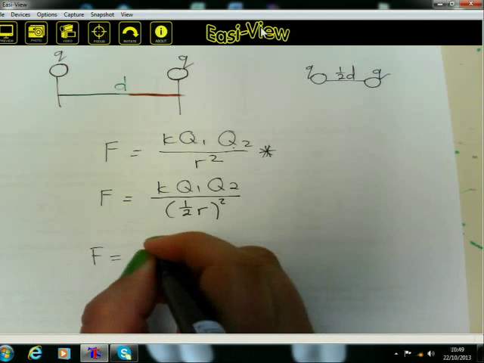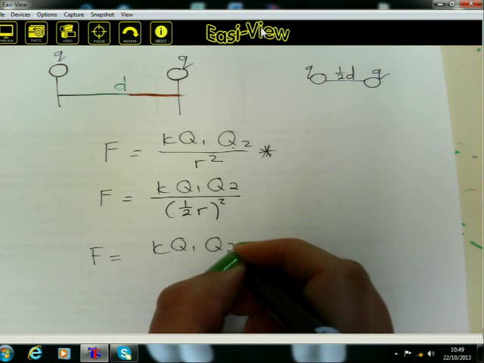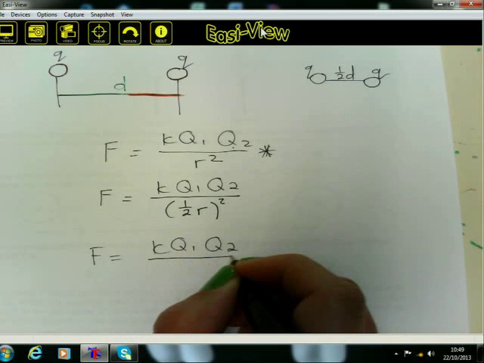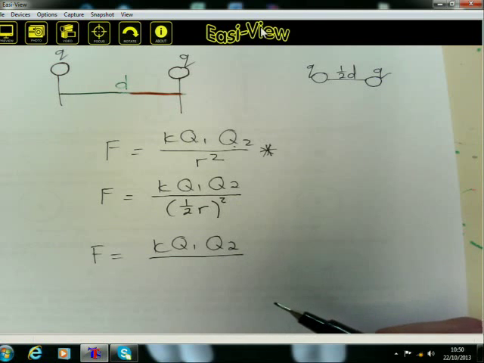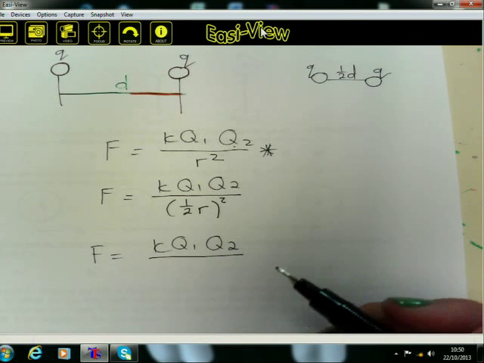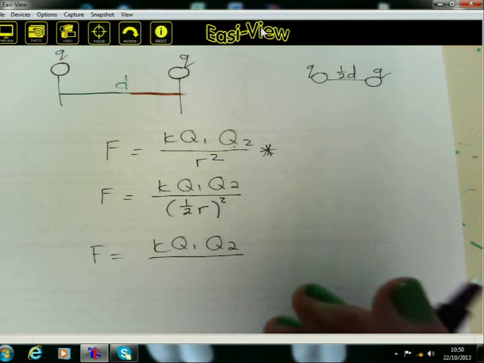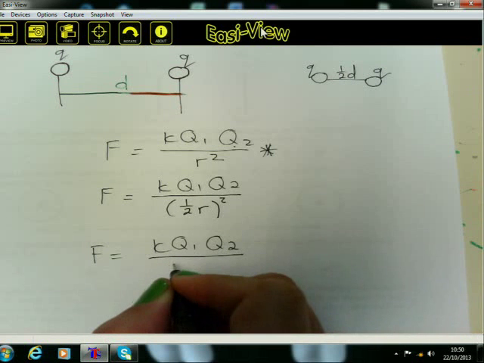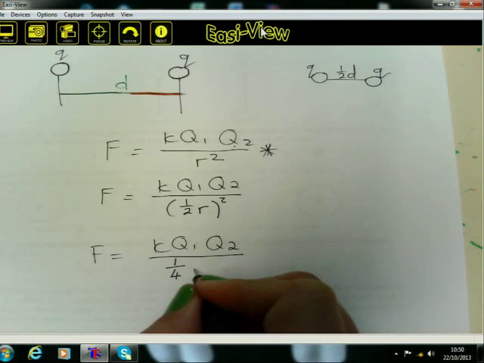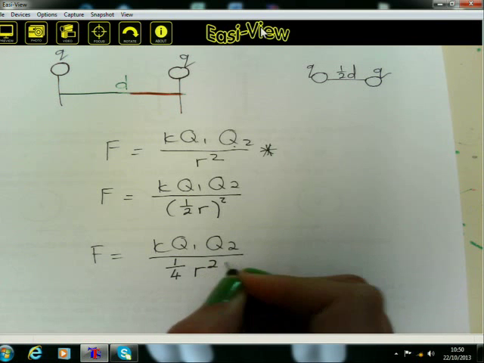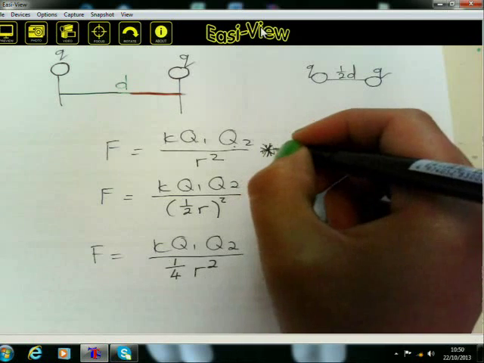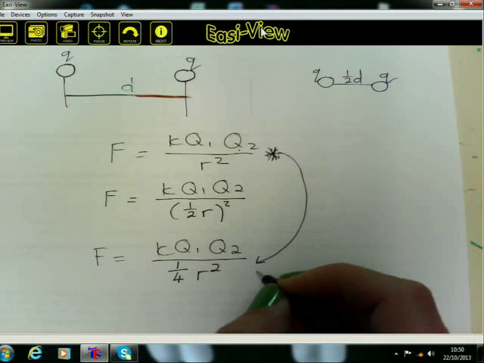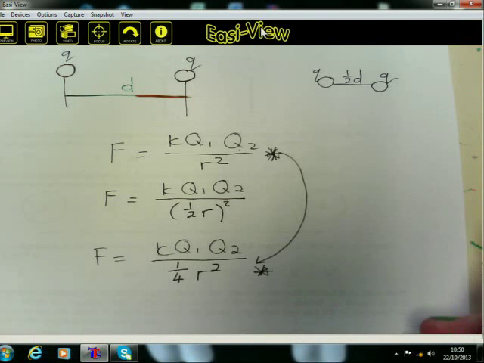We get F equals K Q1 Q2, no change there. But on the bottom, we get 1/2 squared. Now, if you're not sure what the value of 1/2 squared is, you go and type it into your calculator. It will give you the answer to be 1/4. R squared stays R squared. Now, from the original expression to our final answer, what happened to this value?